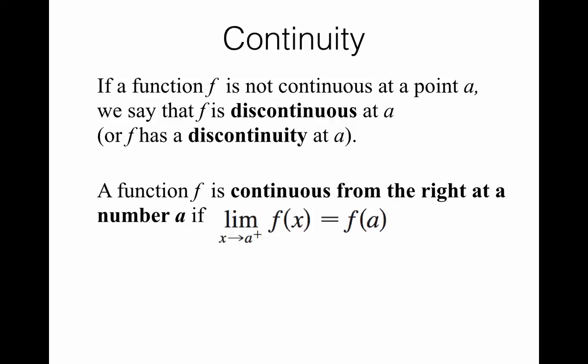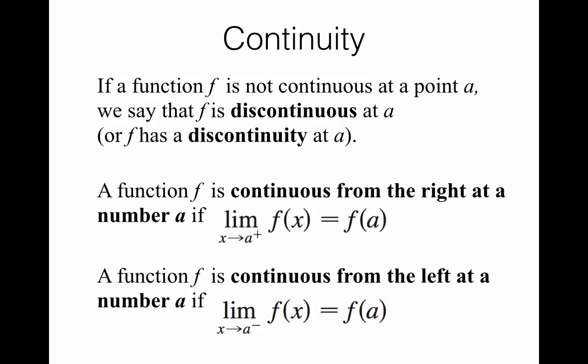A function f is continuous from the right at a number A if the right-hand limit of f of x as x approaches A equals f of A. So a function that's continuous from the right would have a closed circle, and then the closed circle would be connected to the graph to the right.